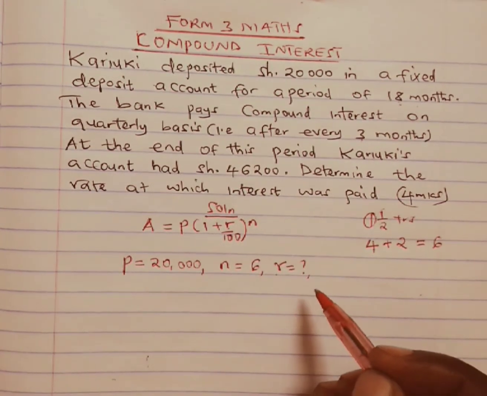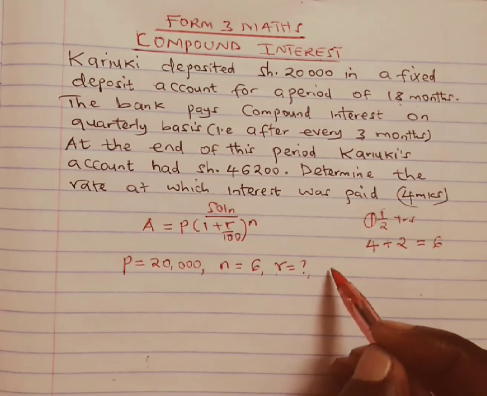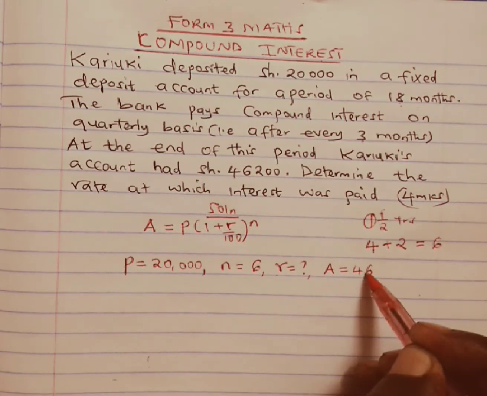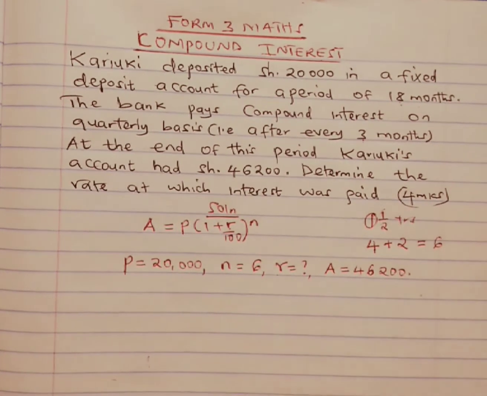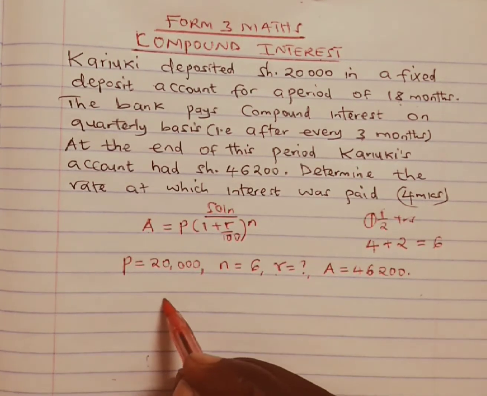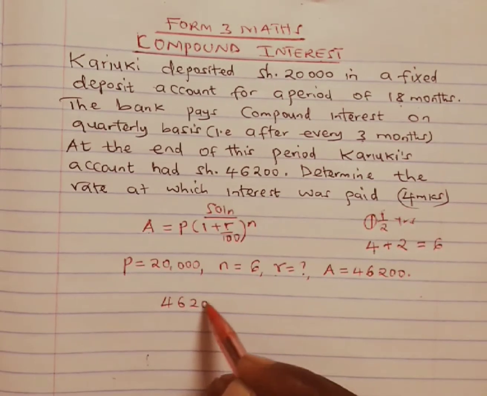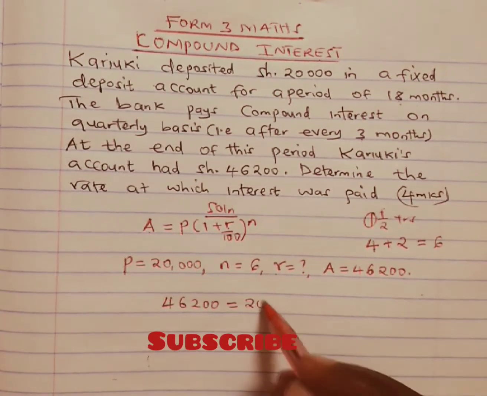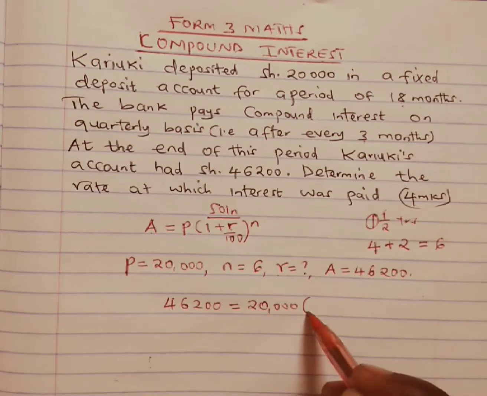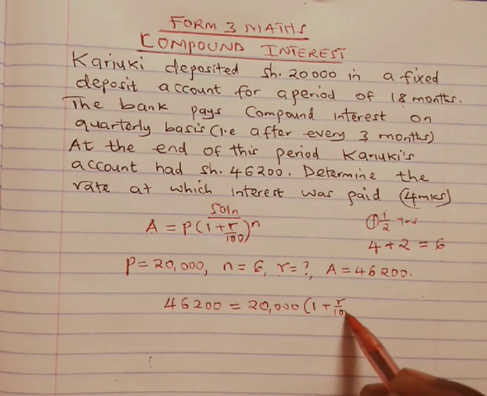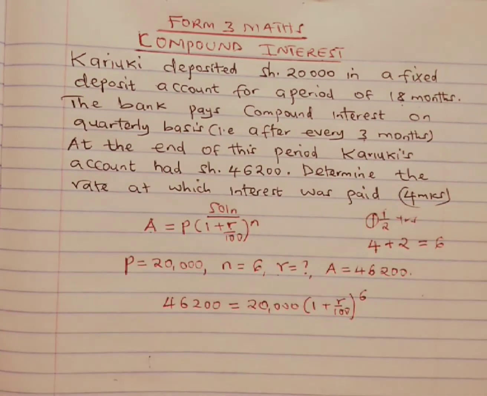But we know after the period of 18 months, the total amount of money that was in the bank was actually 46,200 shillings. So from here we know amount, which is 46,200, is equal to the principal, which is 20,000, into 1 plus r divided by 100, we raise to 6.